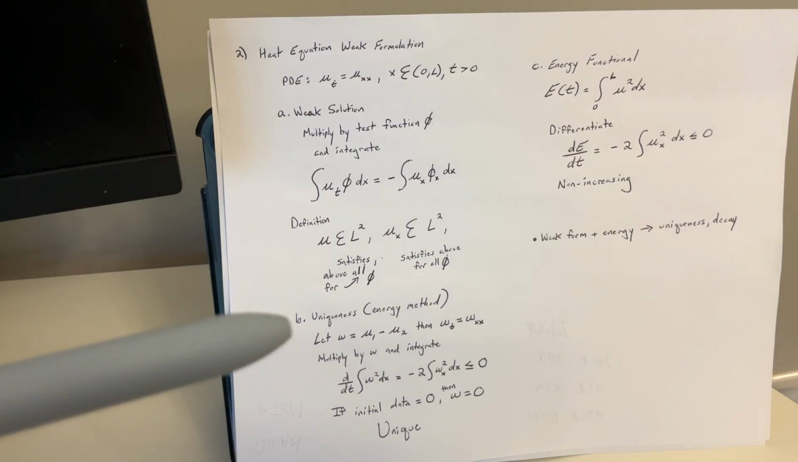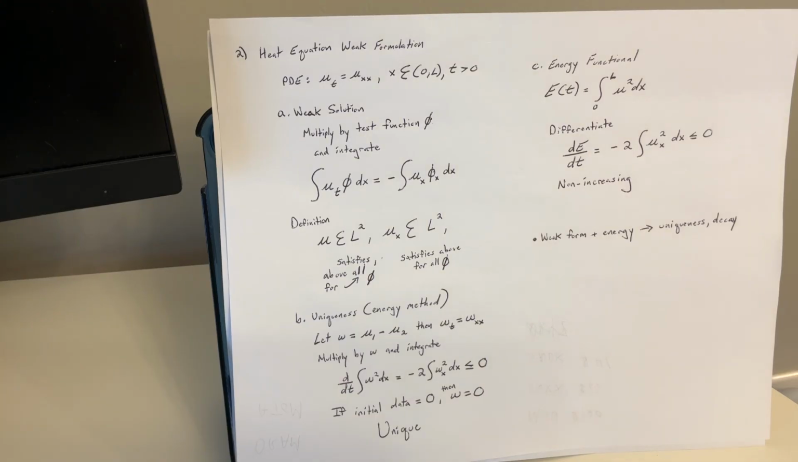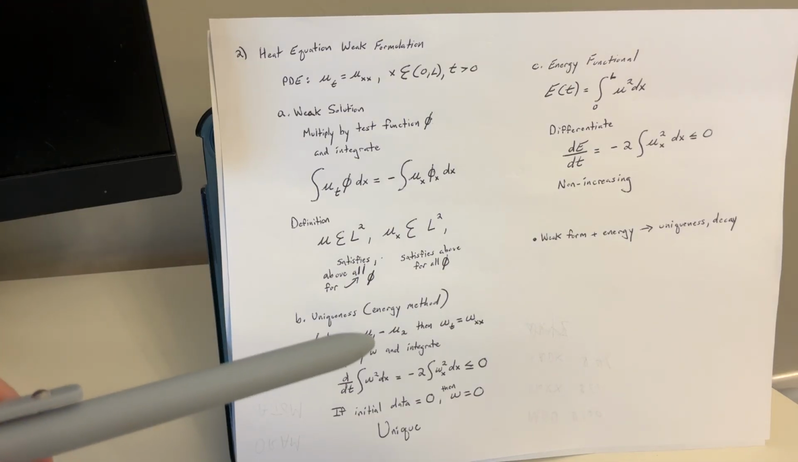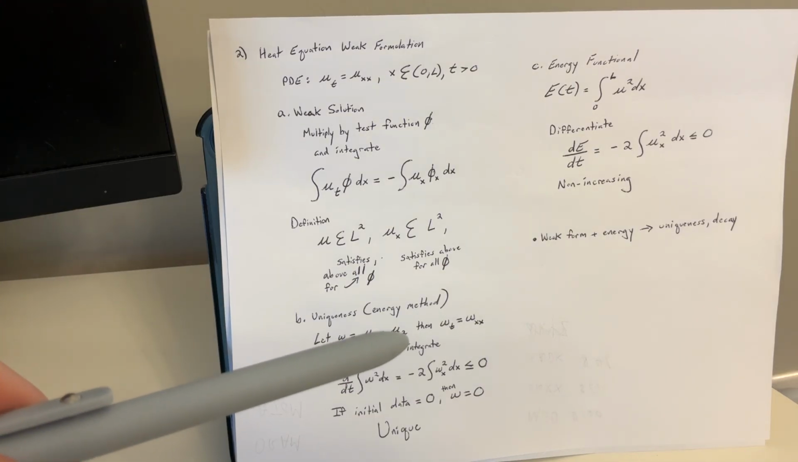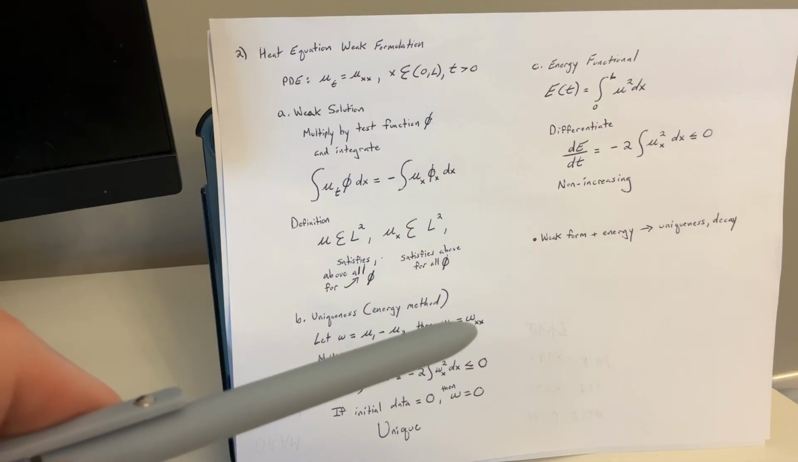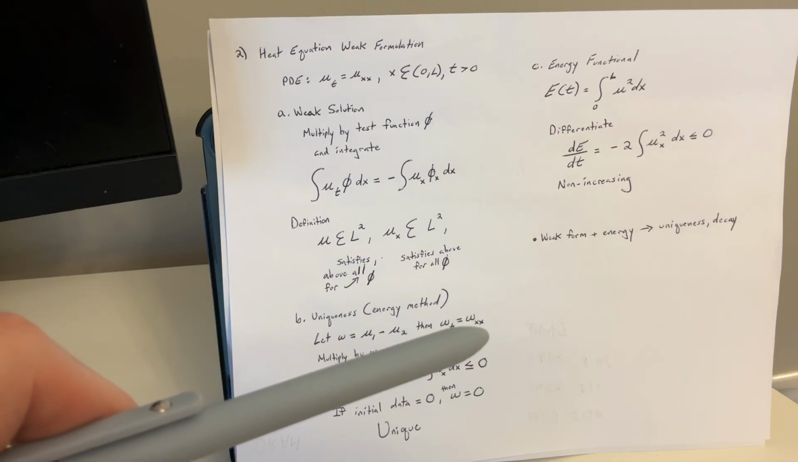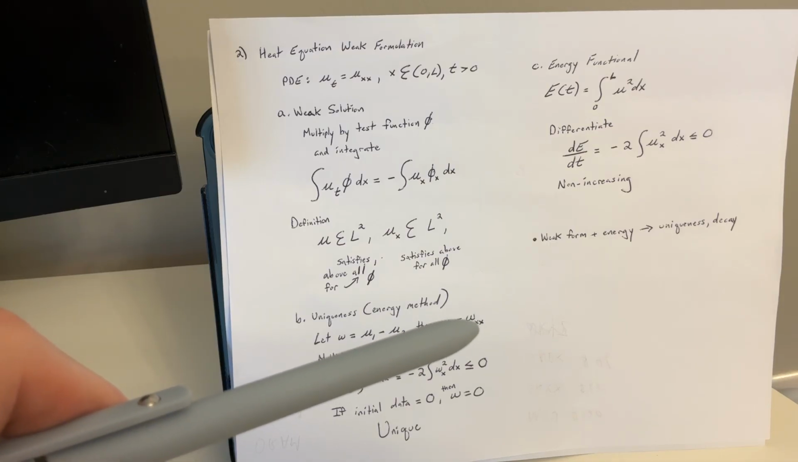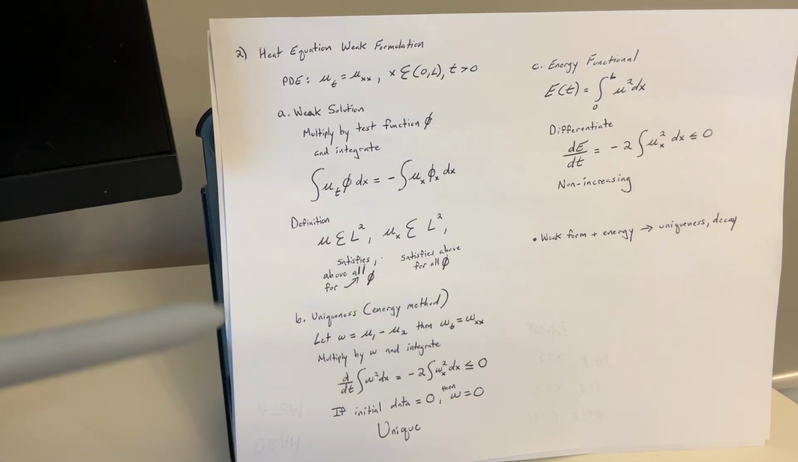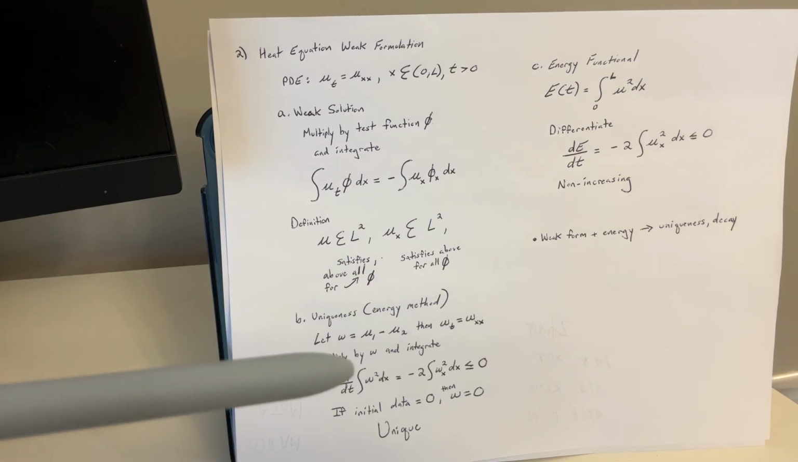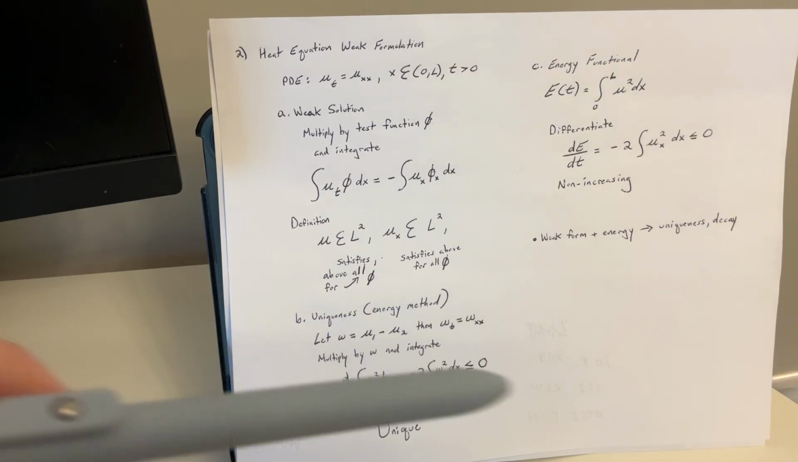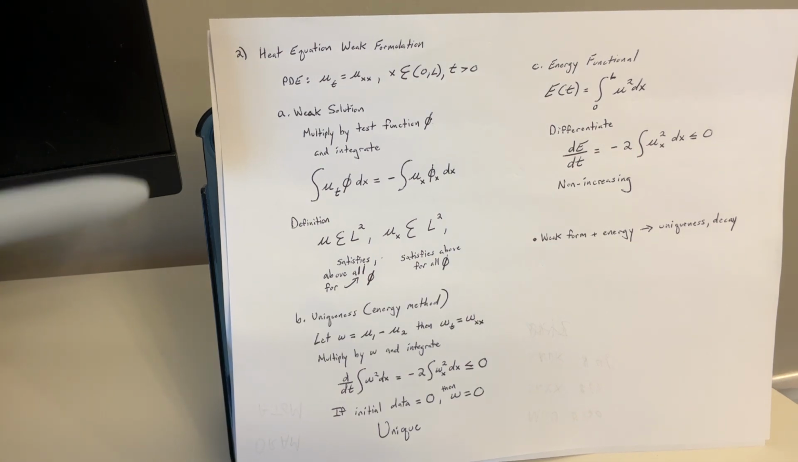Letter B, you have uniqueness, energy method. So what we're going to do with this is we're going to let our w equal the difference between u1 and u2, and then w_t equals w sub xx. And we're going to multiply by w, and when we do that, we're going to integrate.